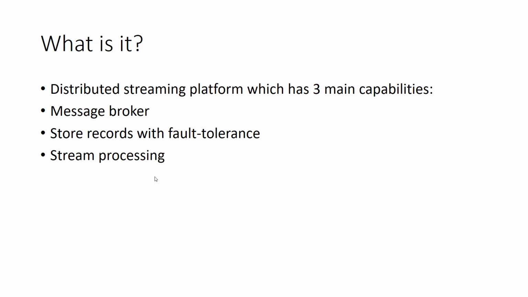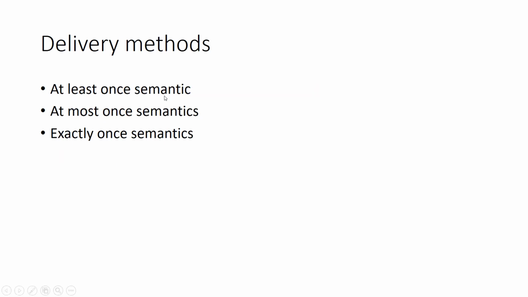Moreover, it can store your records with fault tolerance, meaning that even if your server crashes, your data is safe in Kafka and another application can still use it. And finally, stream processing is a term that means you can process your data as it occurs, which is provided by streaming APIs that we're going to dig deeper into at a later time in upcoming videos.